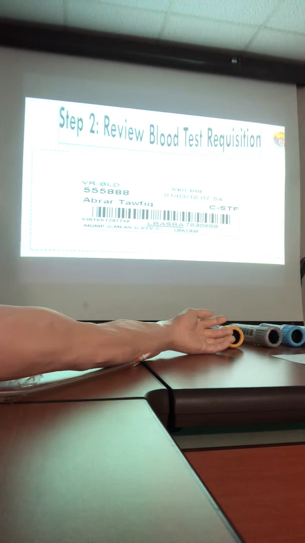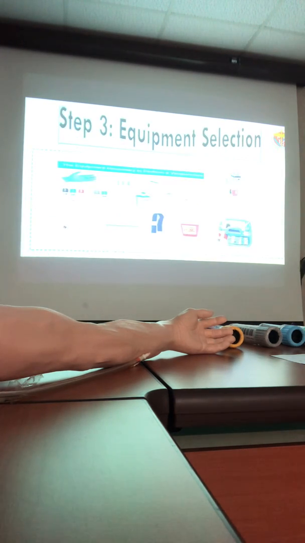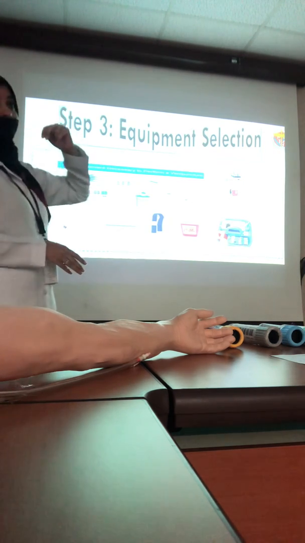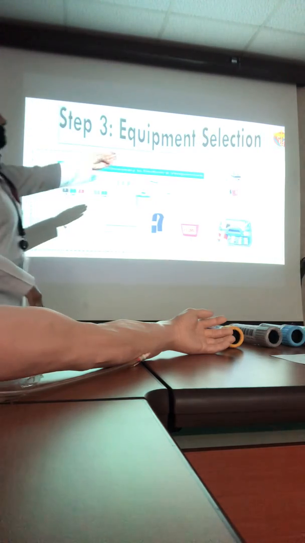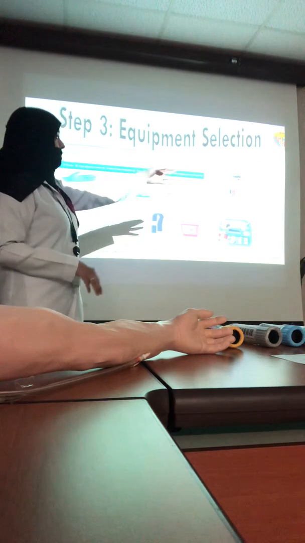Okay? The third step, the equipment selection. I think everybody knows what equipment I need for the blood extraction. First of all, I need the personal protective equipment: lab coat, clothes, shoes, gloves, and if I need a gown or something like this. Clean, yeah, of course.